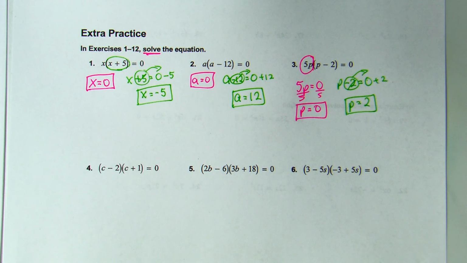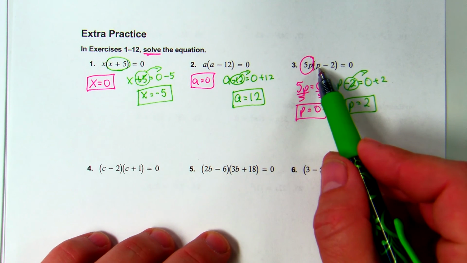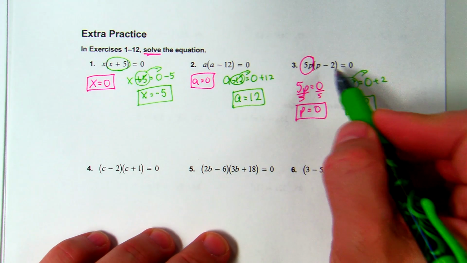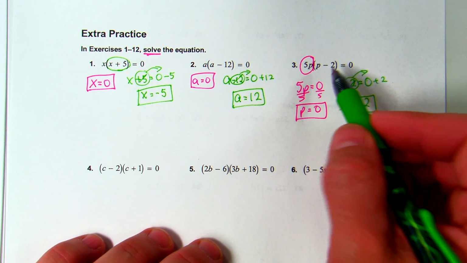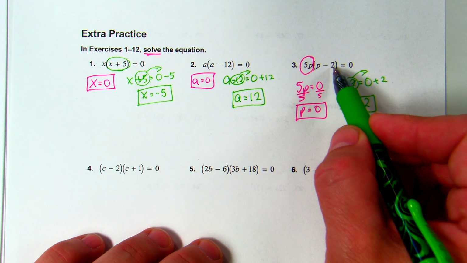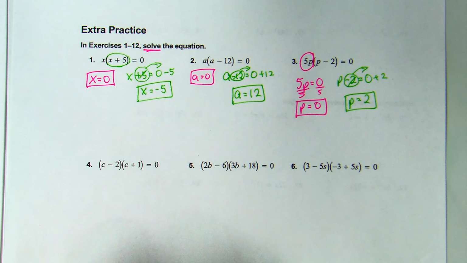Now, what you're going to start noticing, as long as the coefficient of this variable is a 1, and you're setting this thing equal to 0, you just take the opposite sign of the term after this variable. So this is a p minus 2. What would make a minus 2 equal 0? A positive 2. So you just change the sign, and that's your solution, or root, in that case.